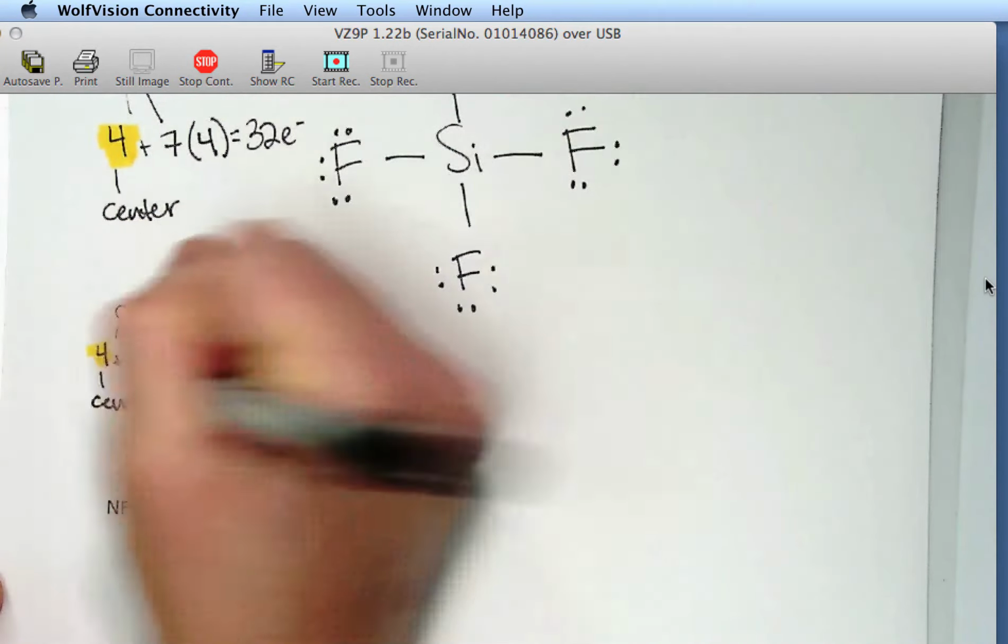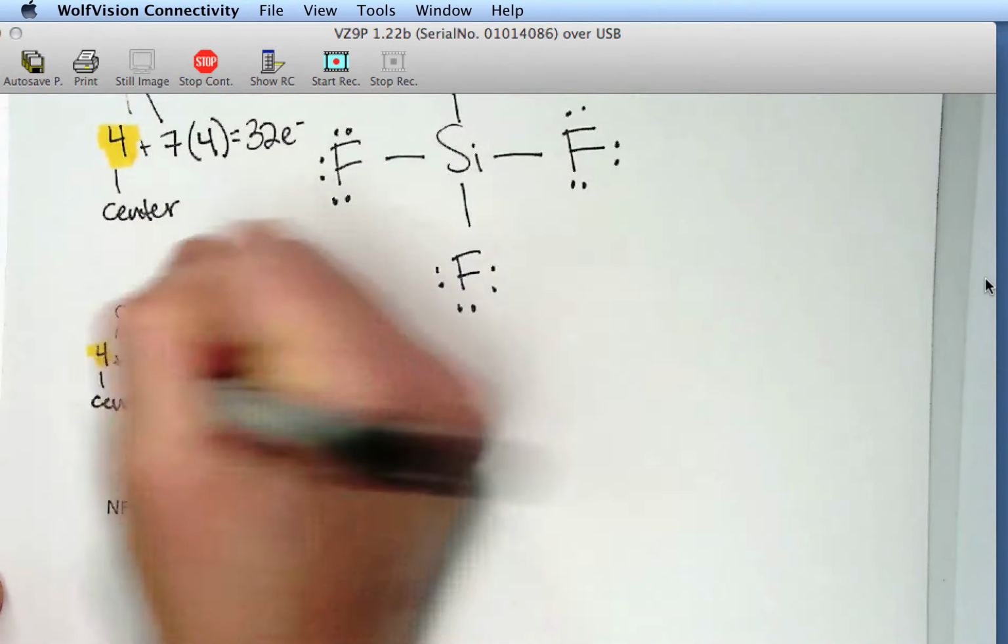Because you have 3 fluorines, how many bonds are you going to have? 3. Then you'll have your fluorines. Then you're going to give your octets to the peripheral atoms. So 2, 4, 6. At this point, 2, 4, 6, 8, 10, 12, 14, 16, 18, 20, 22, 24.